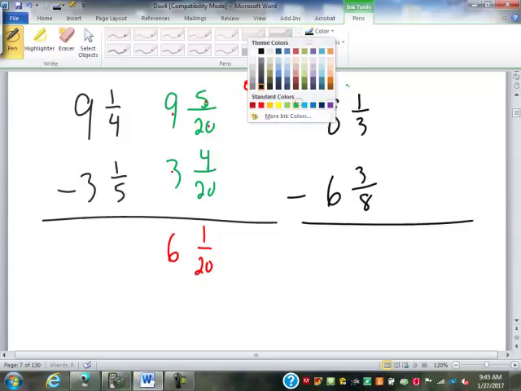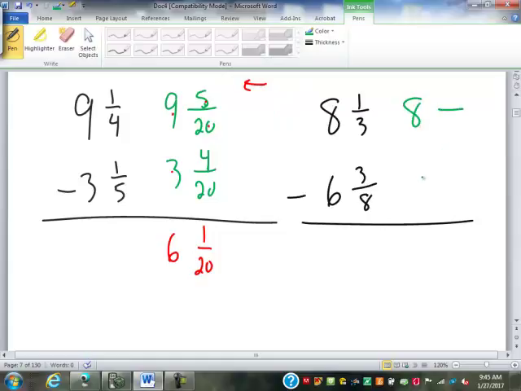So something like this. Now, you might be noticing that I rewrite the whole number too when I rename my fractions with mixed numbers. A lot of people just rewrite the fraction. I always rewrite the whole number so that it stays with it. For some reason, it's confusing to me if I separate them out. If that's how you do it and it works, that's fine.